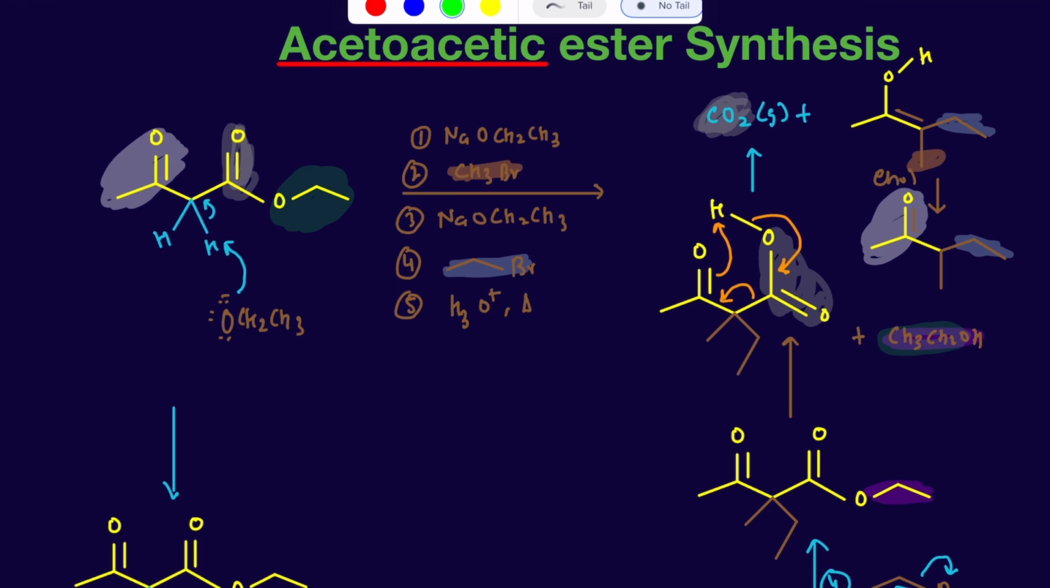Now remember, you could very well just do the first two steps and run a hydrolysis and decarboxylation. So you don't necessarily have to remove both of those protons. You can remove only one of them and then run the hydrolysis and the decarboxylation as well in the meantime. So that's something you want to keep in mind, that you could see something like that as well.